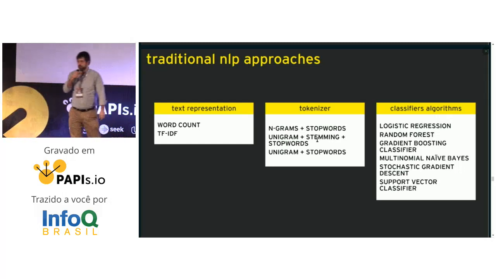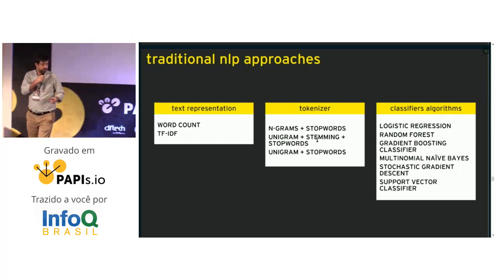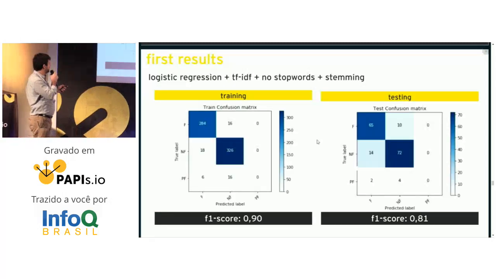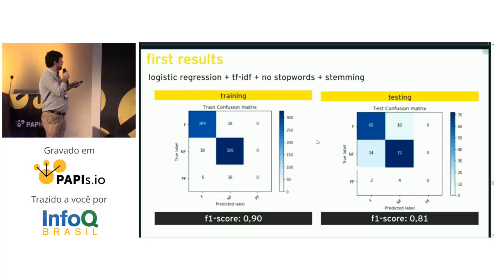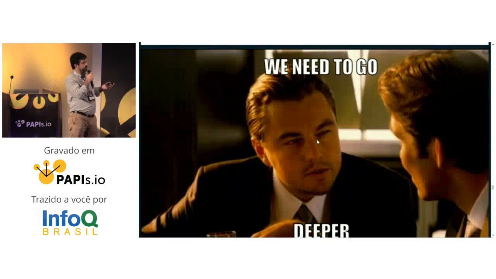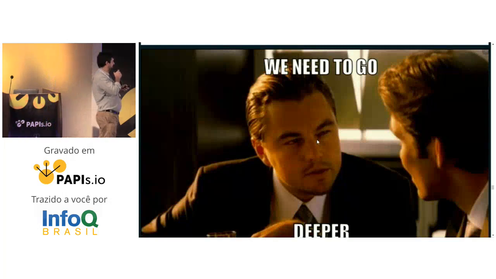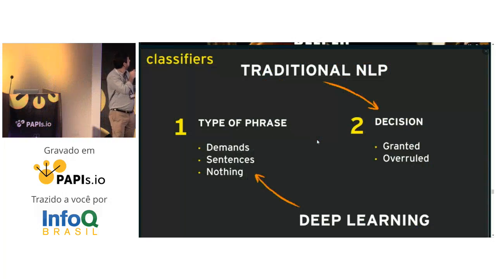And it takes different algorithms to decide which one would work best, and it was quite okay for the second problem, which is deciding if it was granted or overruled. But it was not enough for all the problems, especially the first one. So we had to go deeper, which means deep learning. So traditional NLP for problem 2, deep learning for problem 1.